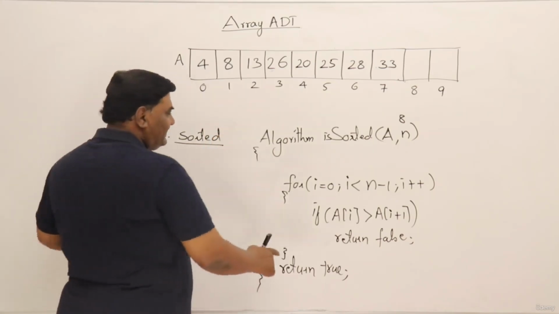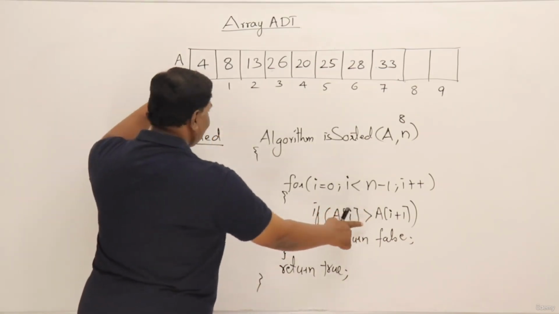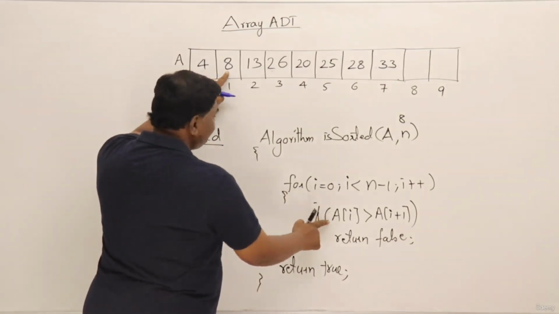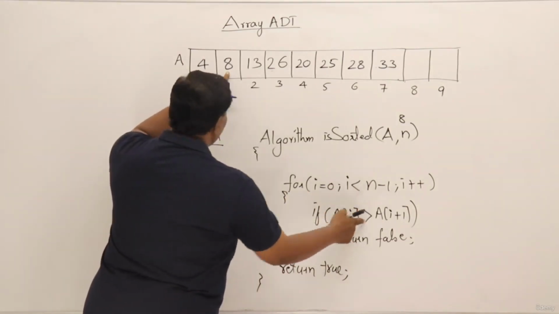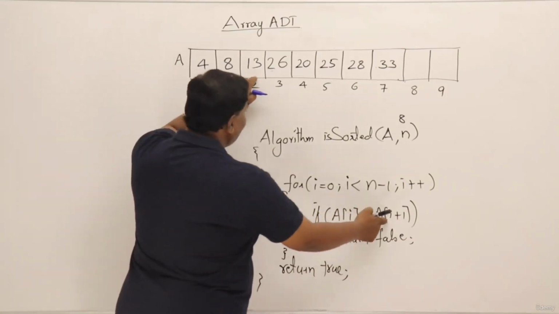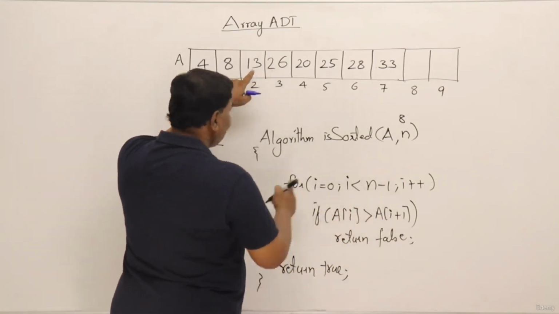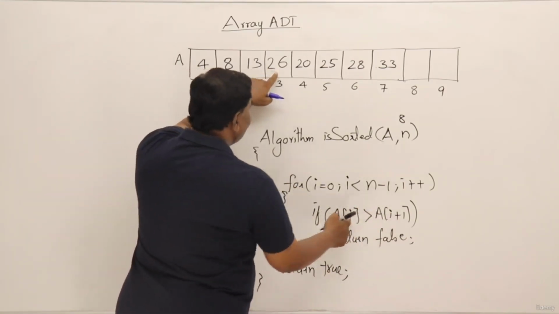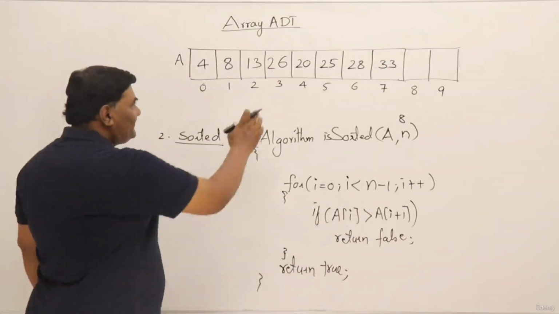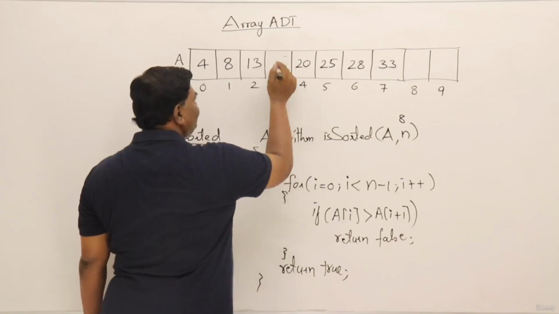So in this case, it will check i with i plus 1. This is not greater, continue. This is not greater than this one, a of i plus 1. This is not greater than that one, continue. This is not greater than the next one, okay, continue. This is greater than this one. Yes, this is greater than this one. So return false. Suppose this is not 26, this is 16 only.